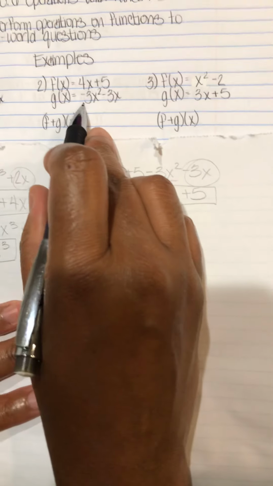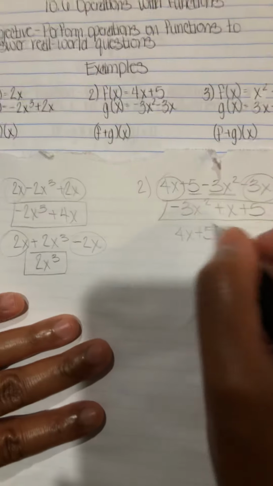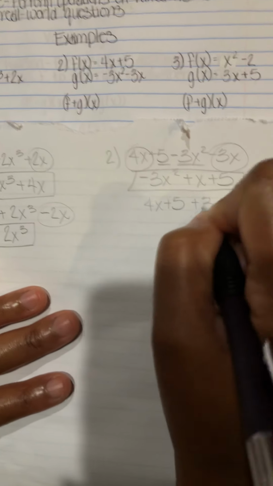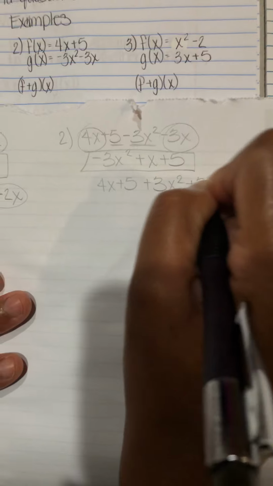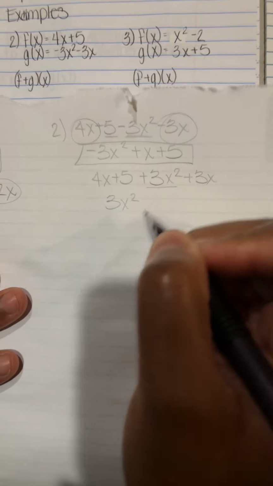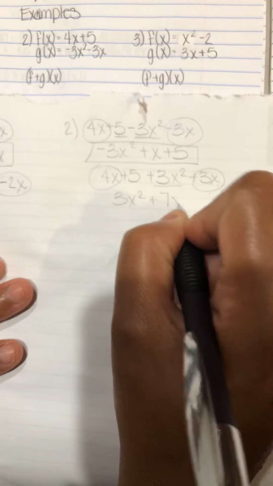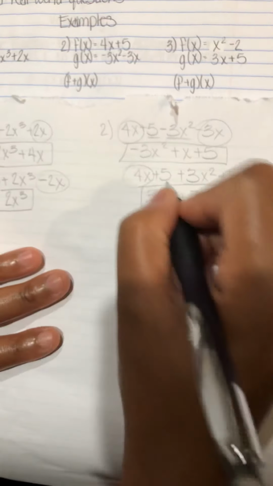Again, I'm going to write the 4x plus 5. Everything is going to change now. So this is negative, it will become positive. This is negative, it will become positive. So plus 3x squared plus 3x. Again, this still does not have a like term. 4 plus 3 gives me 7x, and then again, that one does not have a like term, so it's just 5.